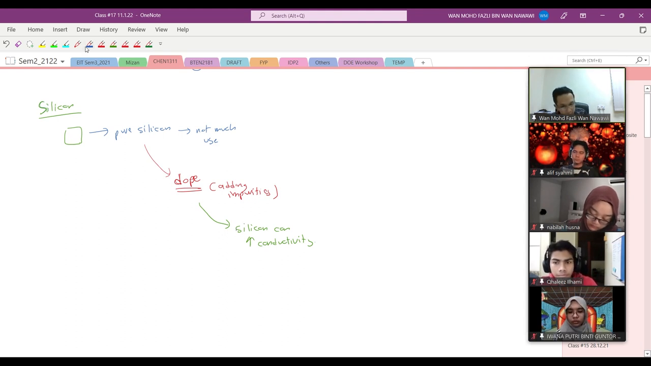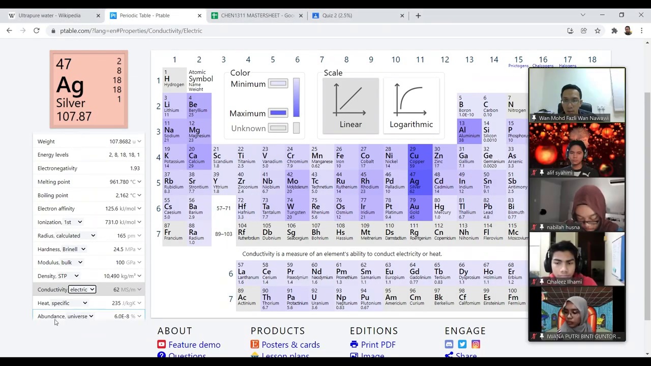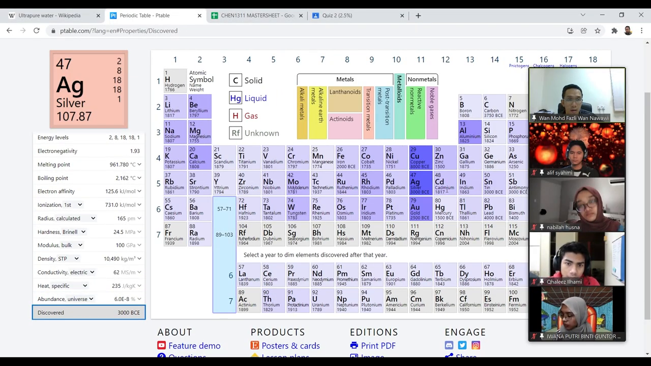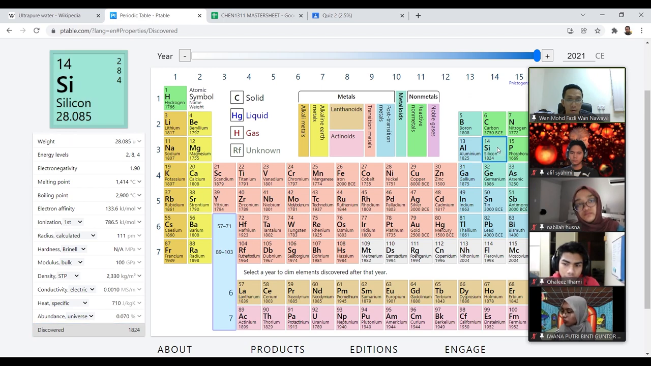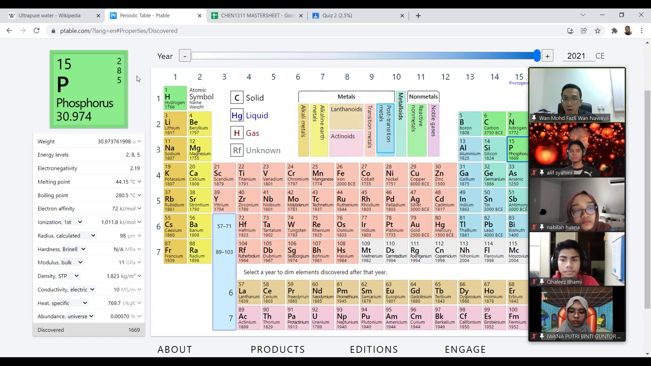If you look at the silicon here, silicon has four valence electrons. Okay, four valence. Let's say I want to dope with phosphorus. This phosphorus has five valence electrons.